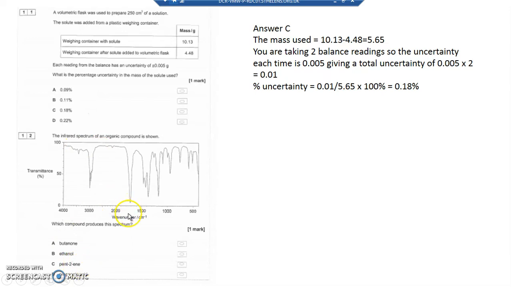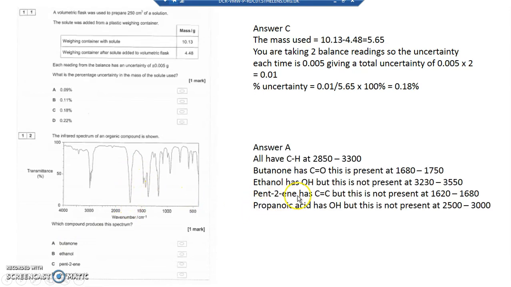Pent-2-ene, the carbon-to-carbon double bond, is going to be quite hard to spot. Butanone, the carbon-to-oxygen double bond, is here. That's that one at around about 1,700. Let's have a look at the data book. Butanone, carbon-to-oxygen, is present at 1,680 to 1,750. That's that one, as we've said. So we've identified a carbon-to-oxygen double bond.